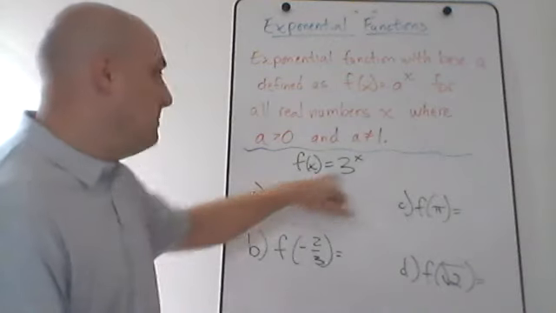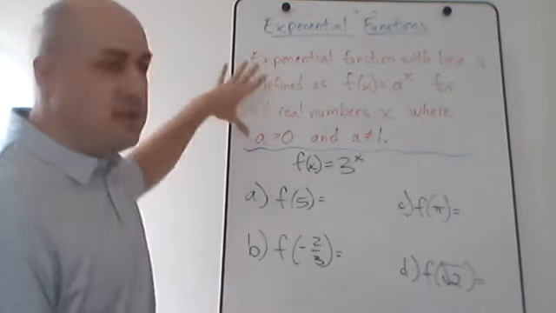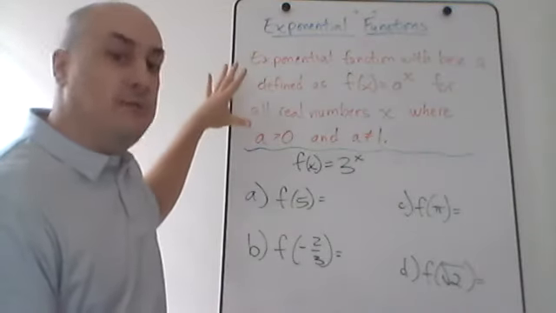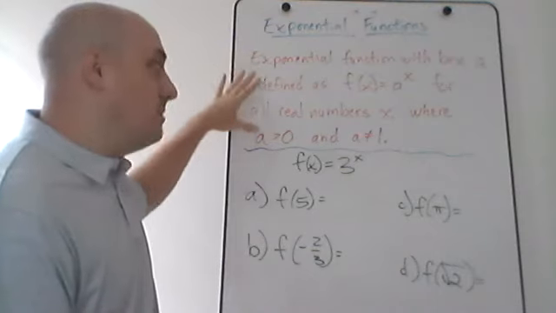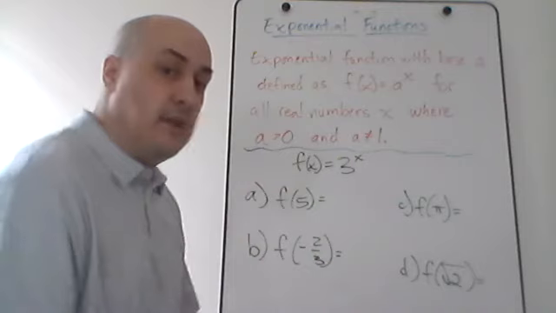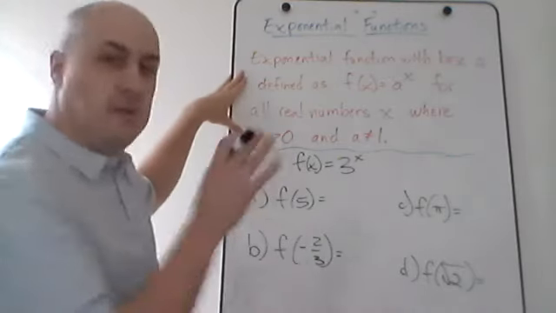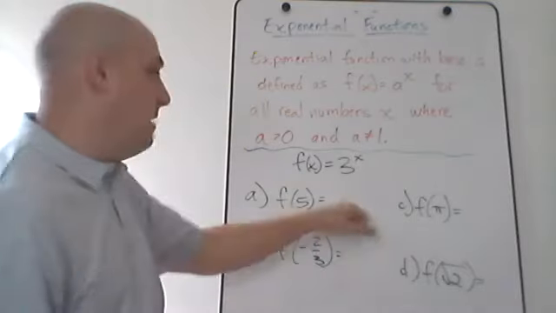All right, and so the example here, we have f of x equals 3 to the x power. As far as the definition is concerned, I'm going to do another video after this one where I talk about what the graph of an exponential function looks like, the domain and range, and all that stuff. So check out that video to see that. This one is the definition of an exponential function. Now let's see how it looks.